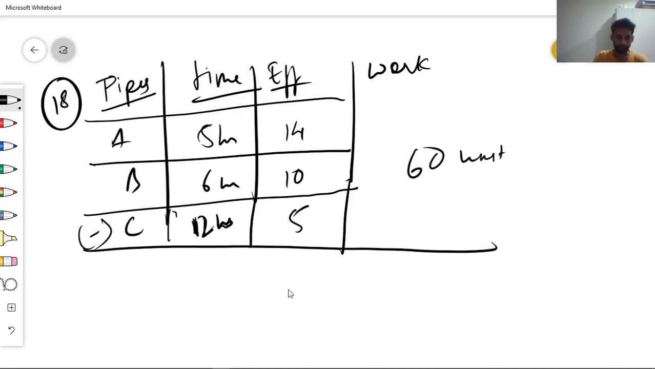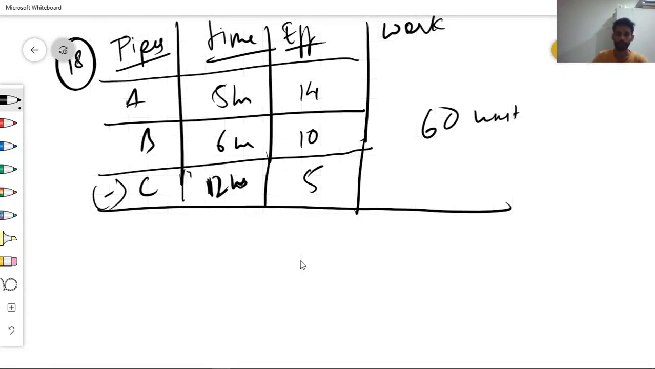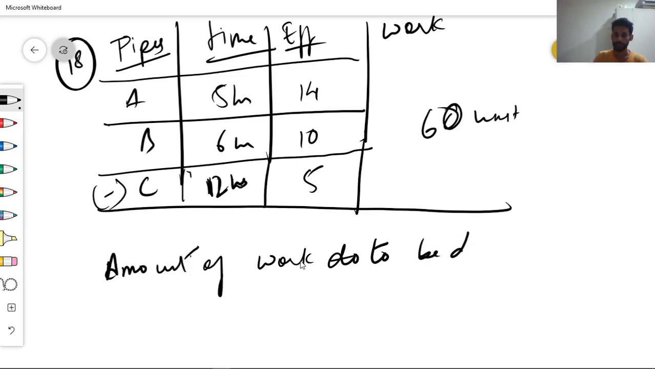Now here one part is given, the total work is 60, but here already the tank is half full, so amount of work to be done, 60 divided by 2, that is 30 units. Amount of work that needs to be done is half of the total work, because it is half full, so this is 30 units.